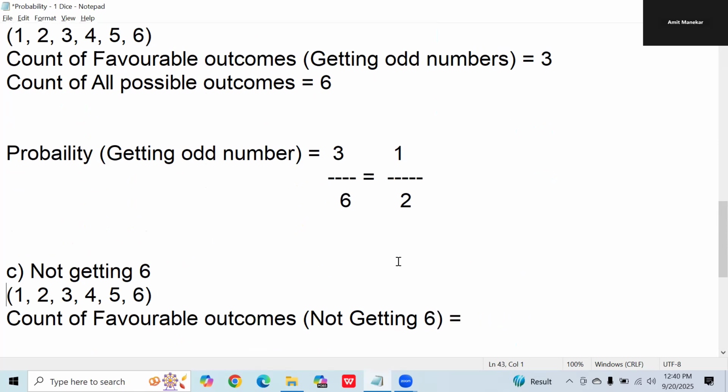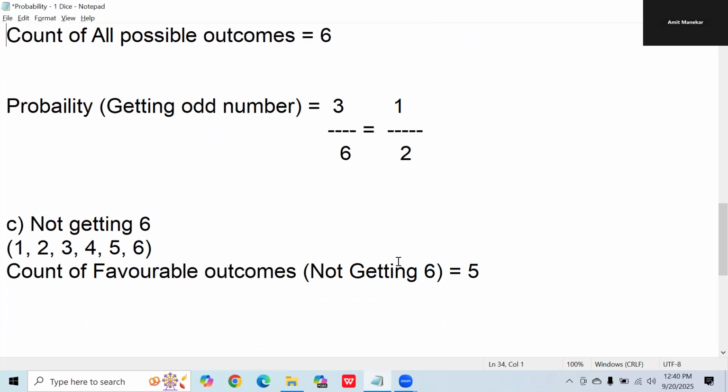If you look at this, can I say 1 is favorable for us? Yes, it is favorable because they are saying not getting 6. When you get 1, you are not getting 6 over here. 2, yes, that is also favorable. 3, that is also favorable because we are not getting 6 here. 4, it is also favorable. 5, it is also favorable. 6, it's not favorable because they're saying not getting 6. So if we get 6, we cannot count it as favorable. So everything apart from 6 will be favorable for us. So 1, 2, 3, 4, 5. So that count becomes 5.